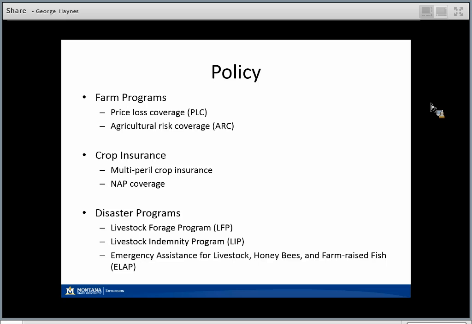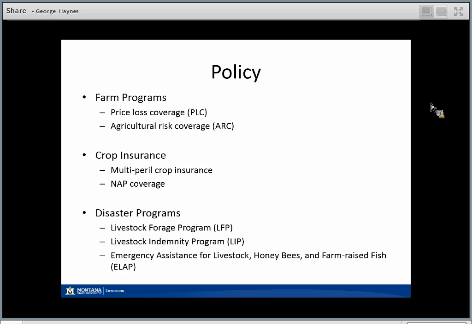Now you can think about policy in a little bit broader context too, about how you might influence policymakers and the things that they do for farms and ranches. That gets off on a little bit different tangent here, one we're not going to cover, but it's an important season right now.